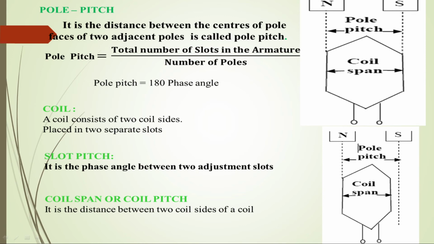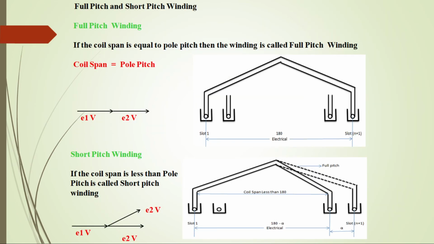What is a coil? A coil consists of two coil sides which are placed in two separate slots. Slot pitch is the phase angle between two adjacent slots. Coil span or coil pitch is the distance between two coil sides of a coil. Let us see full pitch and short pitch winding. In full pitch winding, coil span is equal to pole pitch. If the coil span is less than pole pitch, then it is short pitch winding.